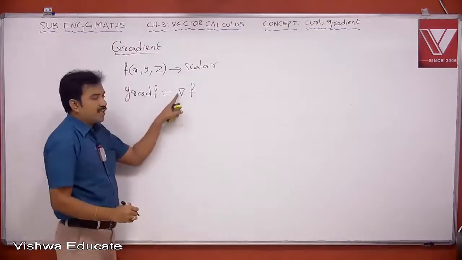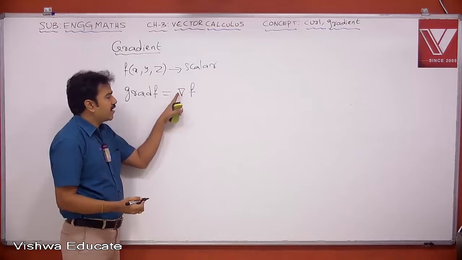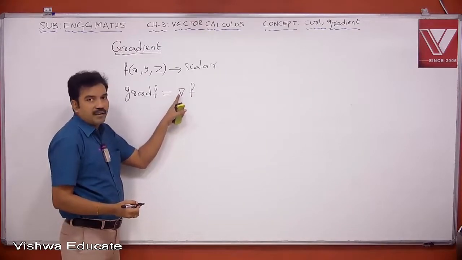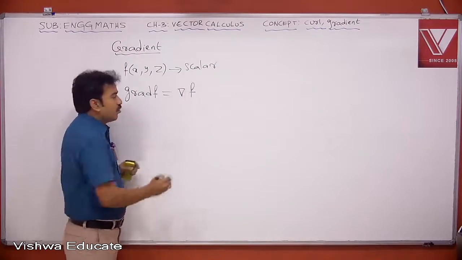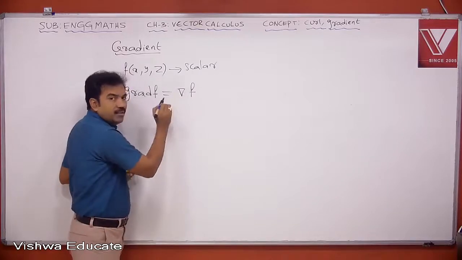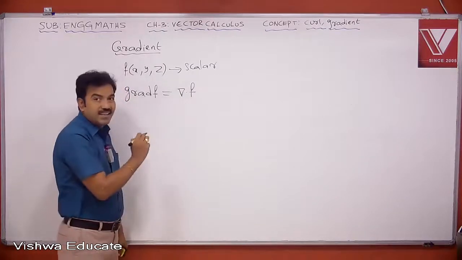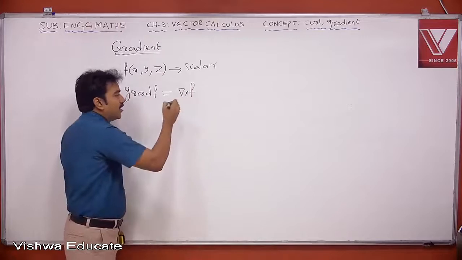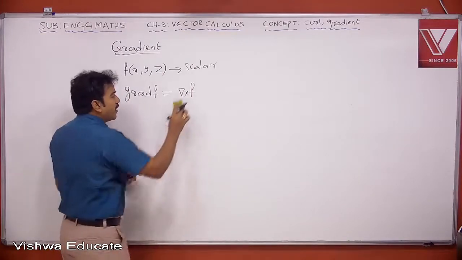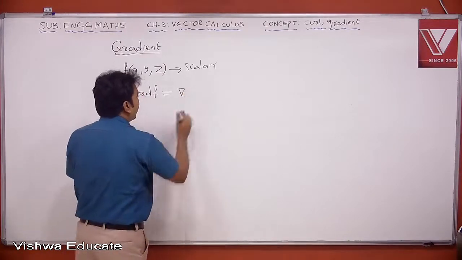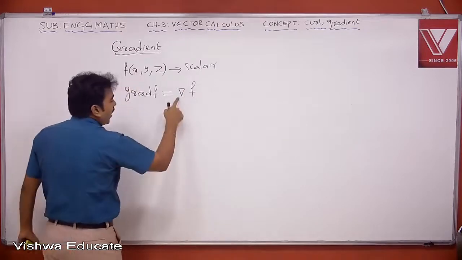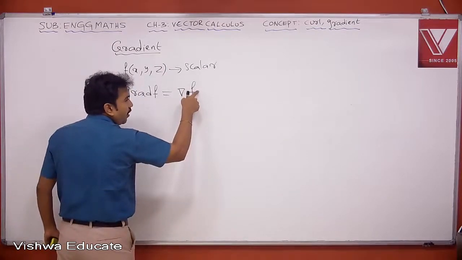Now basically del is a vector, but f is a scalar. So we don't have any operation between these two. If you write dot, it is illegal. Even if you write cross, it is illegal. This is simply del f. That means we are applying the del vector to the scalar f.